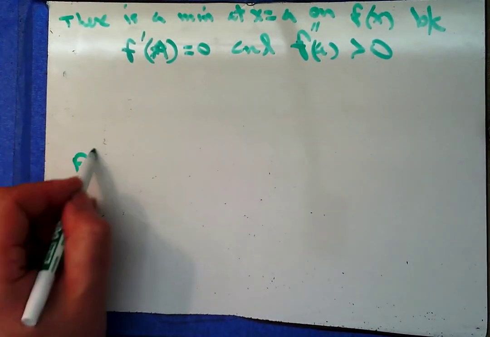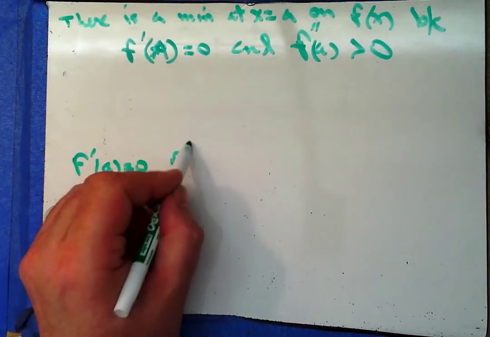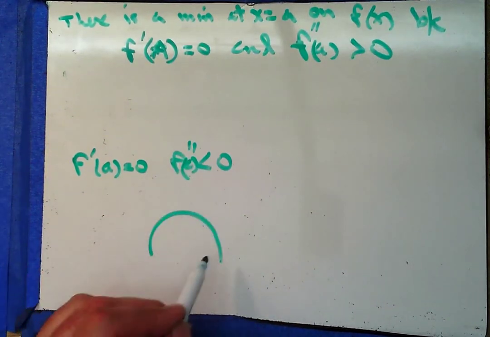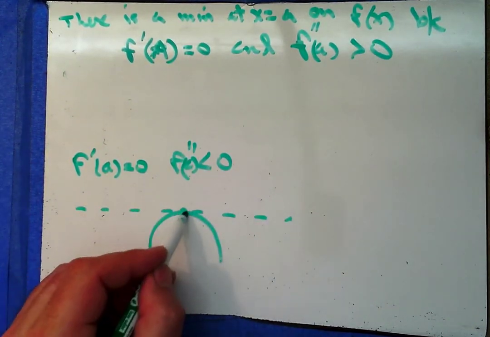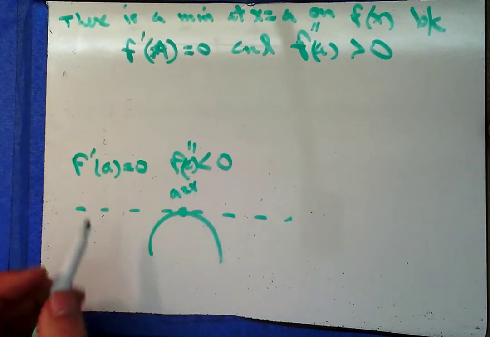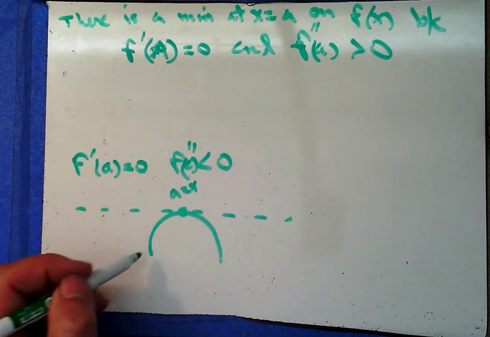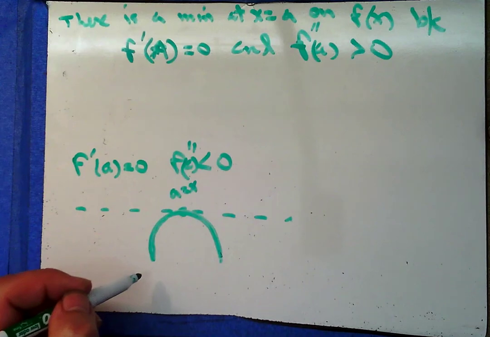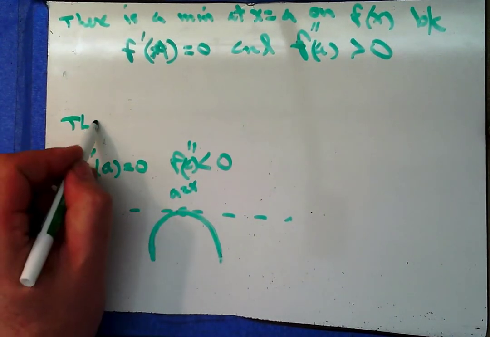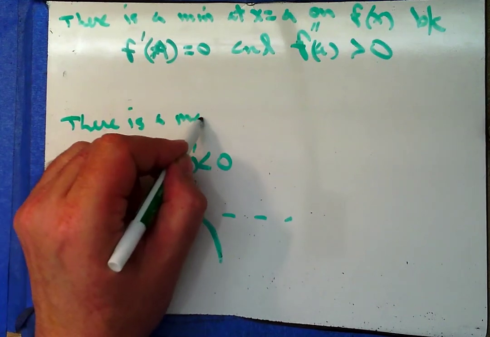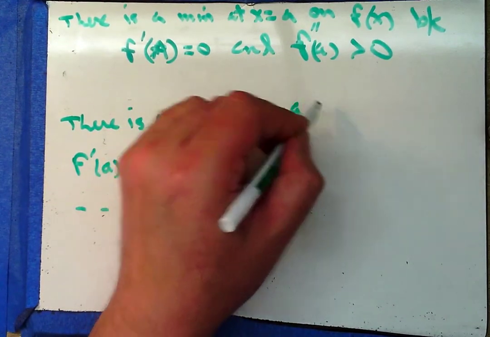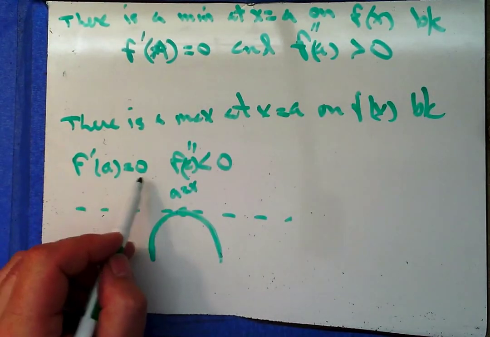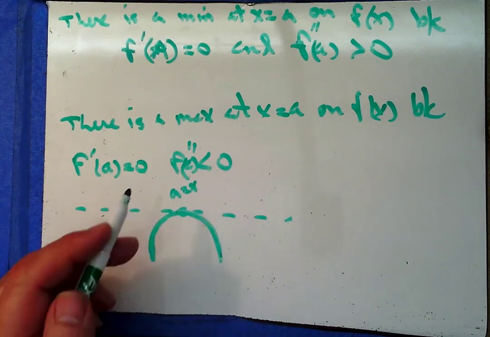And what if f prime of a were equal to 0, but this time f double prime was less than 0 at a? Well, now we'd be looking at a situation like this. We have our 0 slope at x equals a, and we can see f double prime is less than 0. F double prime less than 0 means f is concave down, and so I see a max here. There is a max at x equals a on f of x because f prime of a equals 0 and f double prime of a is less than 0.